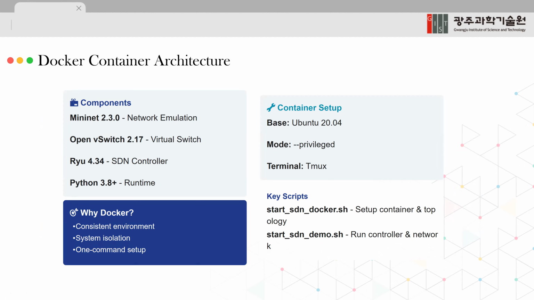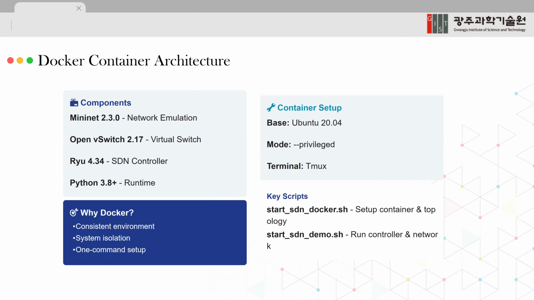Let's examine what's actually inside the Docker container that makes this lab work. The container includes 4 core software components, each playing a crucial role. First is Mininet version 2.3, which is a network emulation platform. Mininet creates virtual switches, hosts, and links that behave like real network equipment.